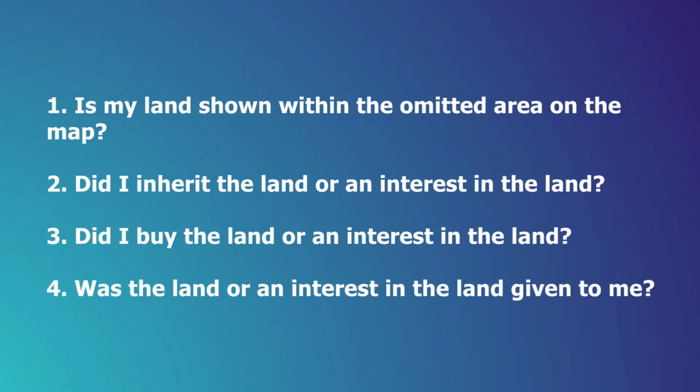Is my land shown within the omitted area of the map? If the land or a portion of the land is within the omitted area, did I inherit the land or an interest in the land? Or did I buy the land or an interest in the land? Or was the land or an interest in the land given to me?